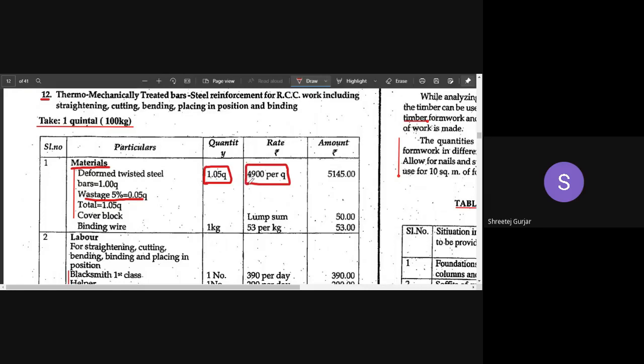Is it the same market rate that is currently running in our city? Can anyone verify? Is the rate for steel in the market currently 4,900, or is it lesser, or higher? What is the current market rate for steel? Any idea? No idea. It is in the same range.